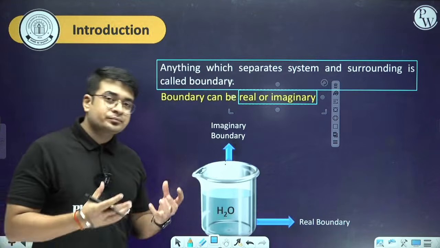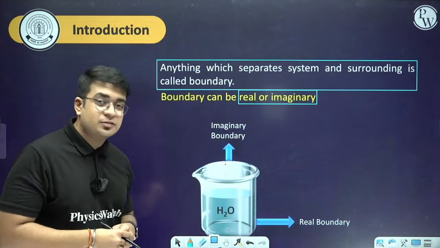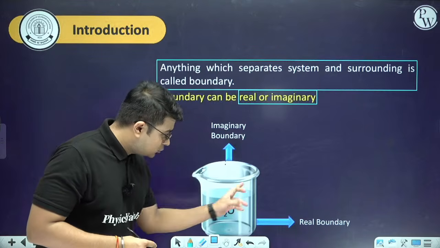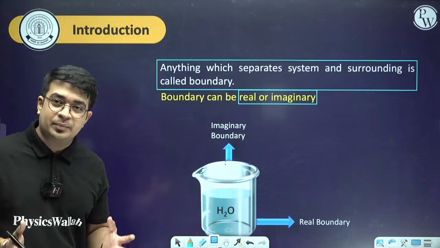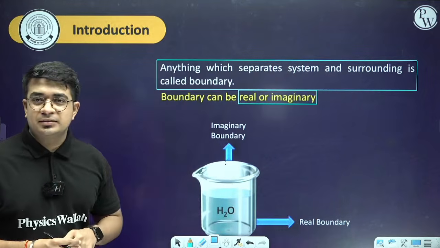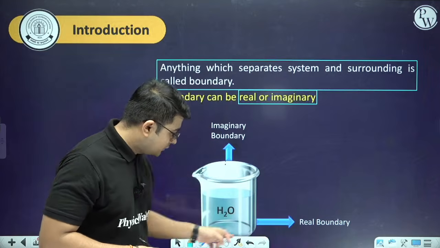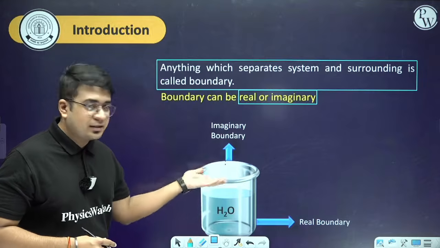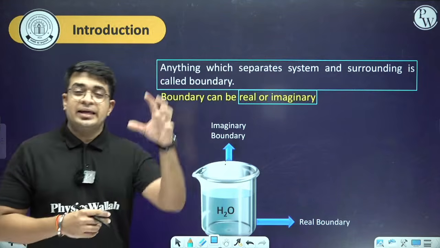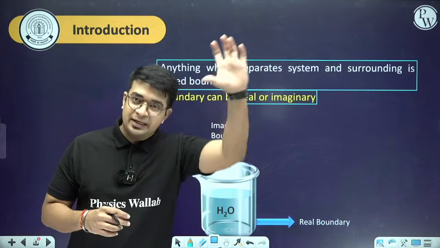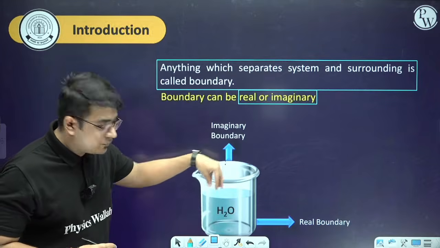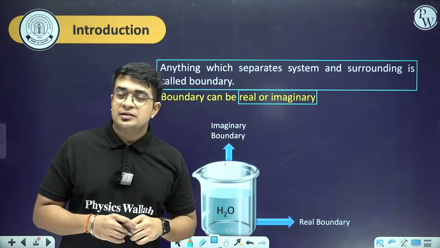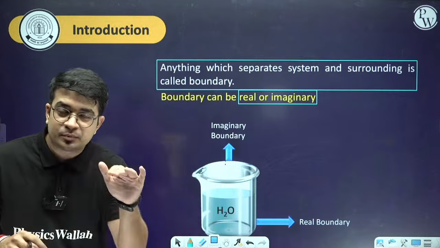For example, I have a container, let's say this beaker, and I have put some water inside it. As you can see, this container provides a clear separation between the surrounding part and the system part. So the boundary of the container is the real boundary. Now let's say this water is also present with air. That air is not that visible. The part present in the upward direction of the container where the water is present is not visible, and you cannot see a difference between these two parts.